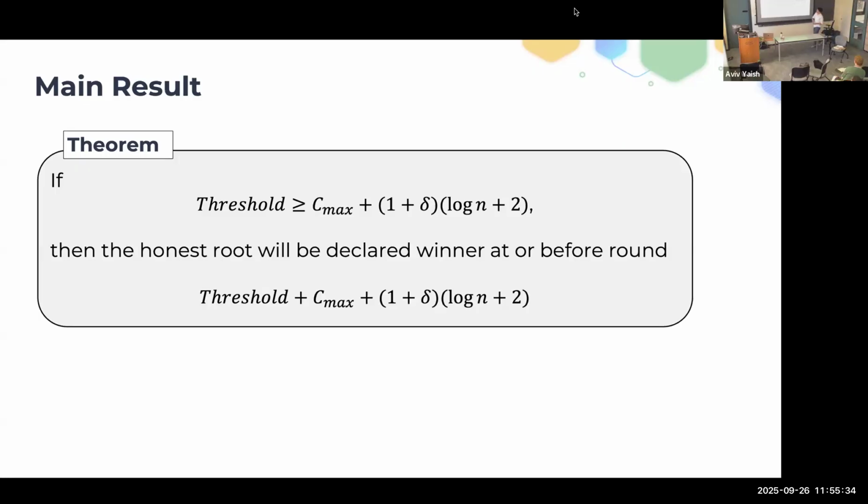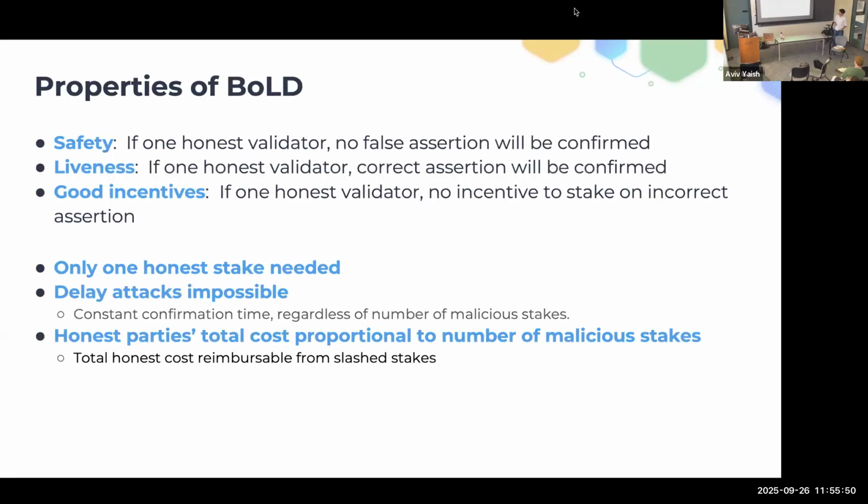Okay, this log n over 2 is the maximum amount of moves along some path. So log n is the number of bisections. There's one for the create root and another one for the one-step proof. Okay. So, what do we get from this?